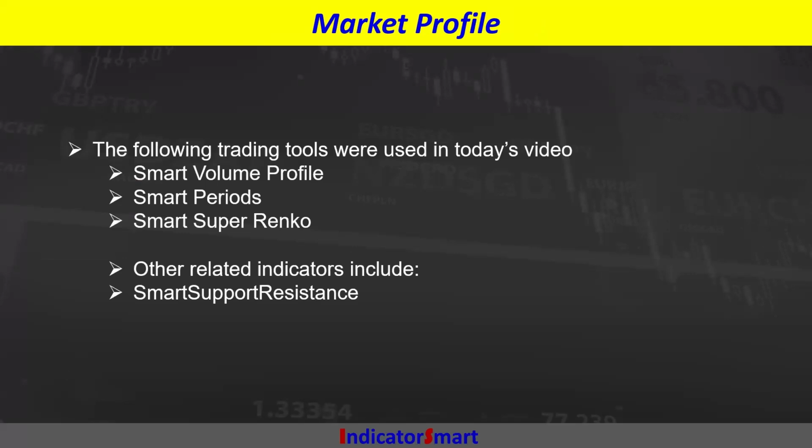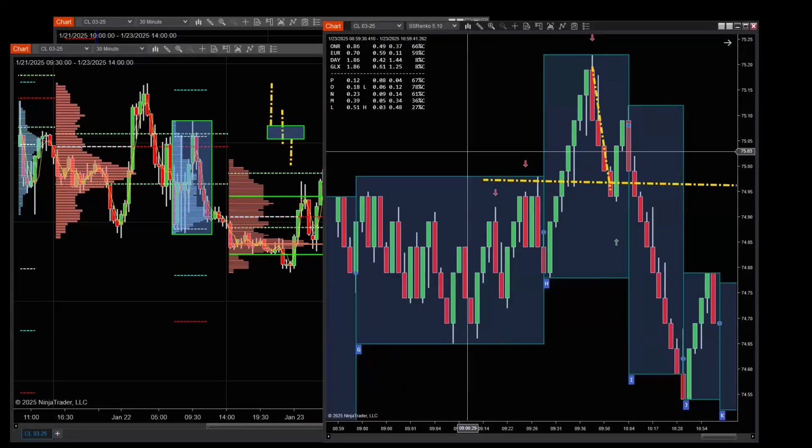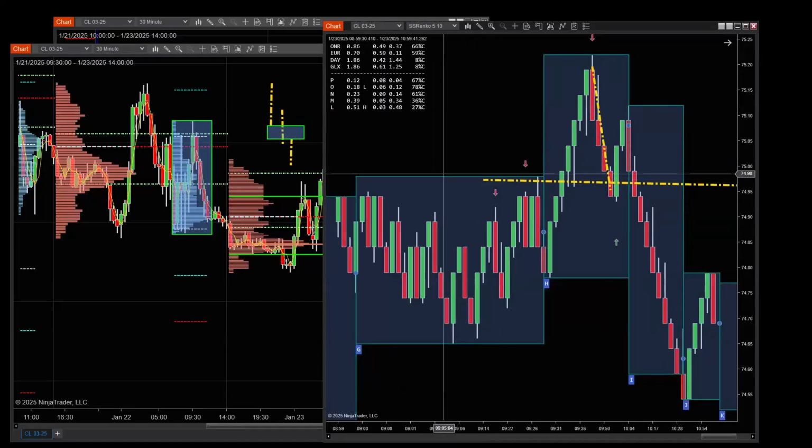So in today's video, in today's webinar, we used the smart volume profile, and we used the smart, actually, I didn't use the smart periods. Let me show you the smart periods here for a minute, because these boxes, I meant to tell you this earlier, but I just kind of overlooked it.